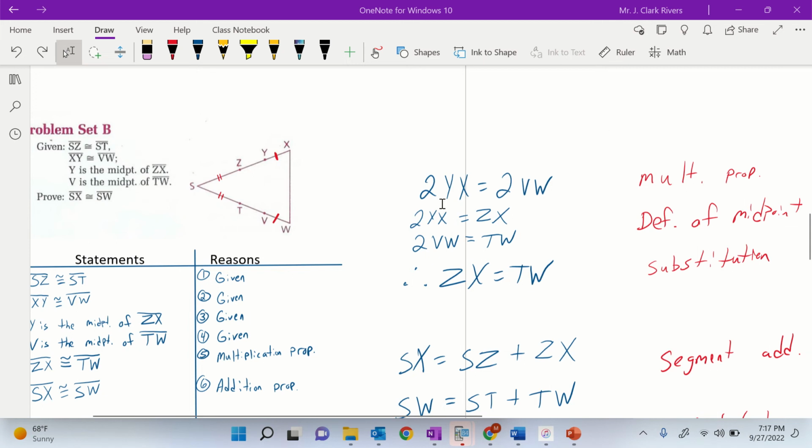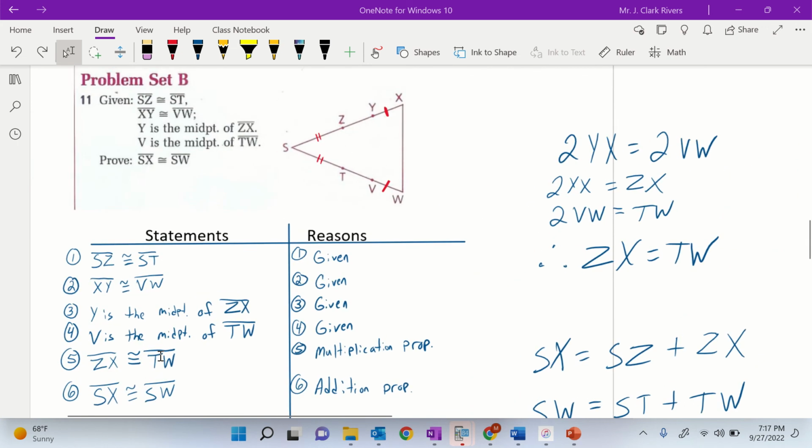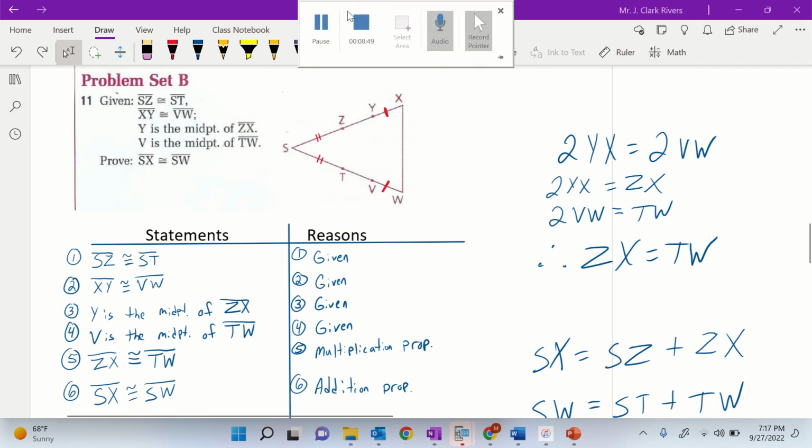You didn't have to show all this, but that is happening. You need to be thinking about that. You can just say ZX is congruent to TW. That's the multiplication property. We took our smaller segments that are congruent, we doubled them to give us ZX and TW, and those have to be congruent to each other.